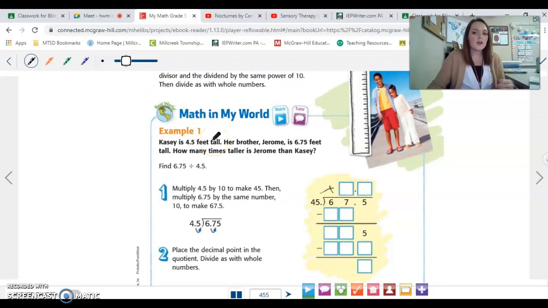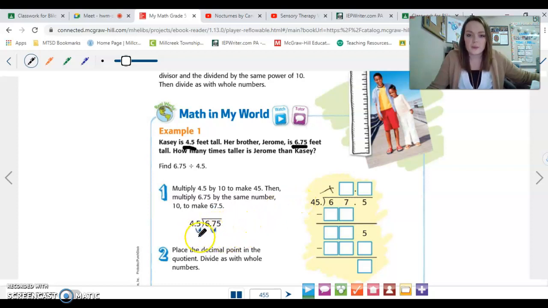We have example 1. Looks like we have brother and sister over here, seeing how tall they are when they are compared to each other. It says Casey is 4.5 feet tall. Her brother Jerome is 6.75 feet tall. How many times taller is Jerome than Casey? Okay, so we know our two numbers in our word problem are 4.5 and 6.75. We are going to divide them to find out how many times taller Jerome is than Casey.